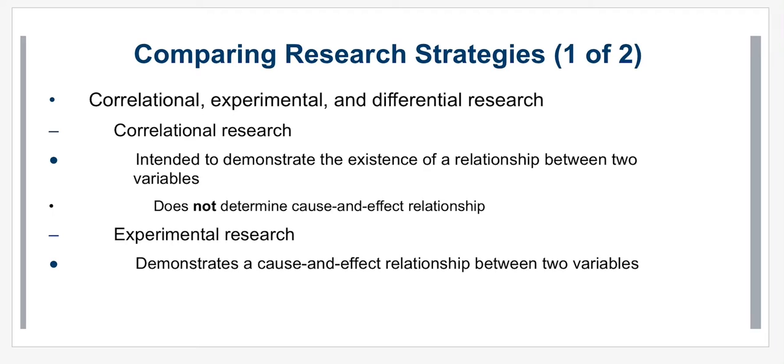We're trying to describe it. We're not explaining how or why, so we're not looking for cause and effect. We're just trying to see if one exists and then say, here's what it looks like. Experimental is trying to get at the cause and effect. It is trying to demonstrate a cause and effect relationship.